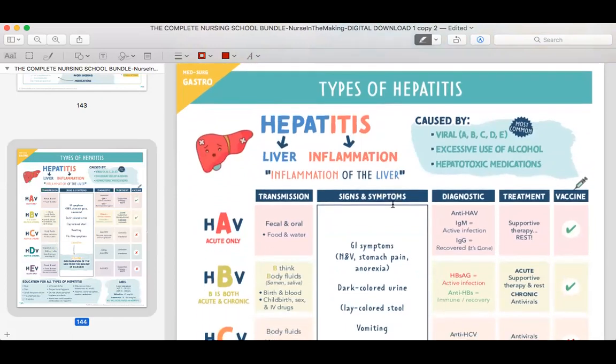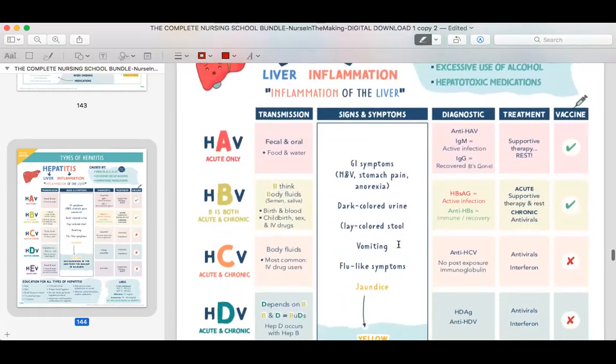Types of hepatitis you want to know, because this shows up on ATI. I think it showed up on, what are the capstones? It can show up in.